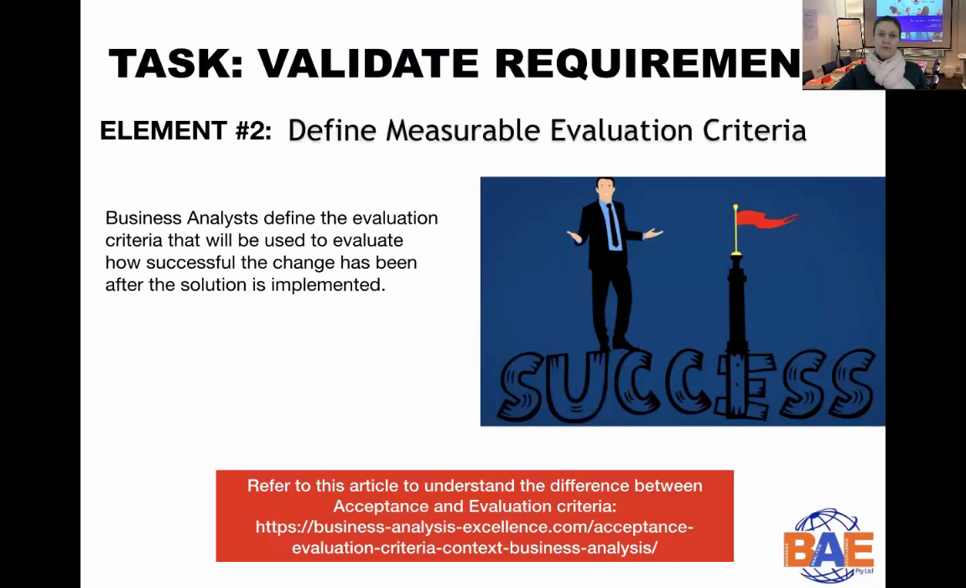Then element 2 is about defining measurable evaluation criteria. Basically, this is about defining evaluation criteria that can be used to evaluate how successful the change has been after the solution is implemented. With this particular element, you will find a little down the track, when we get to the knowledge area solution evaluation, there will be more talk around how we measure solutions. So we will look at that in more detail.